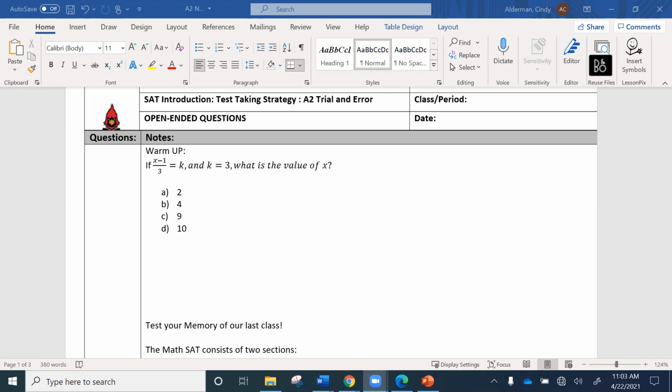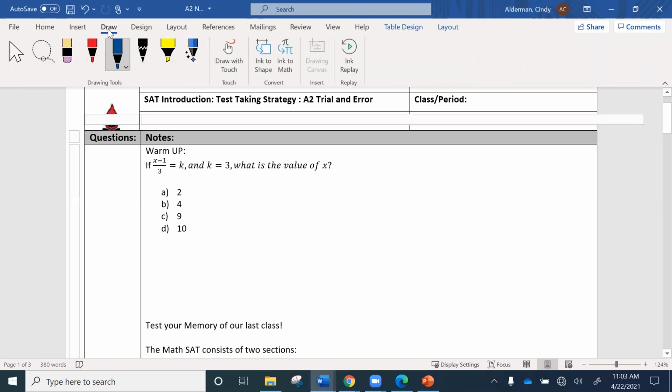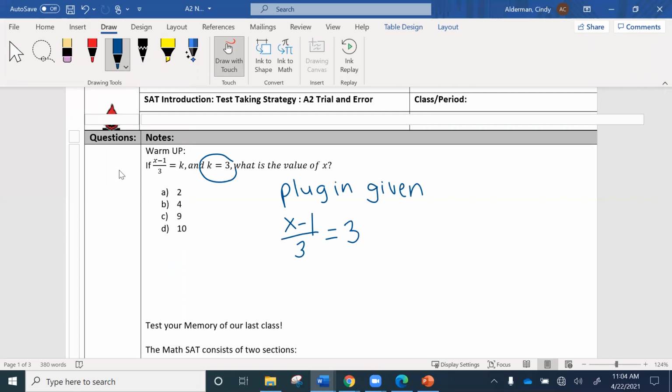It says if x minus 1 over 3 is equal to k and k is equal to 3, what is the value of x? Well, the first thing that you always do, if they give you information, and they do, right? They're giving you k is equal to 3. First thing you always want to do is plug in whatever they give you. So let's see, if we have x minus 1 over 3, that's the same thing as x minus 1 over 3 is equal to 3.